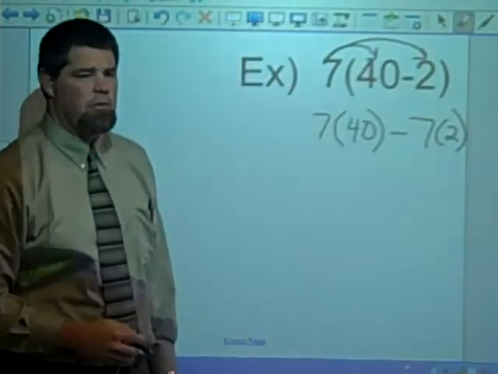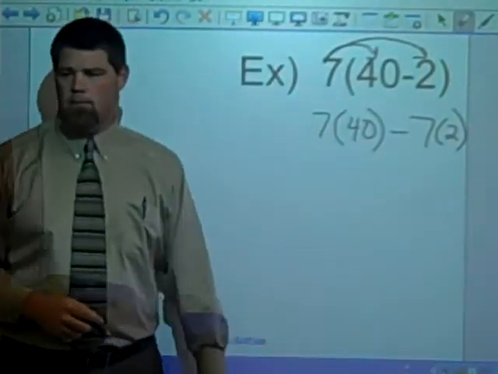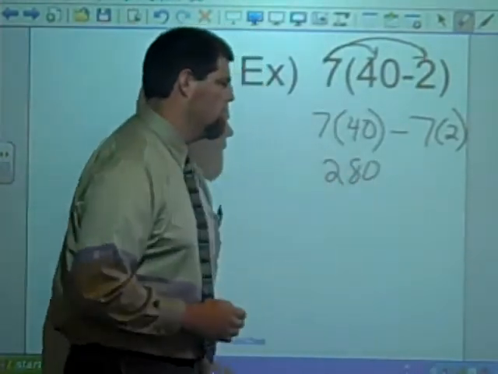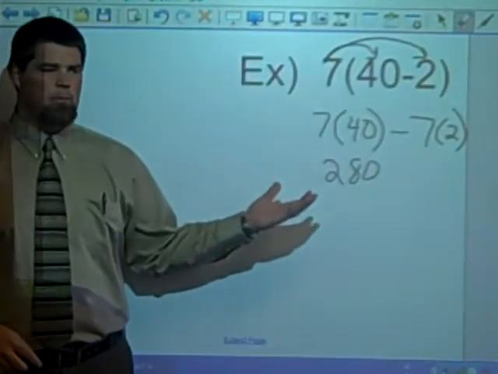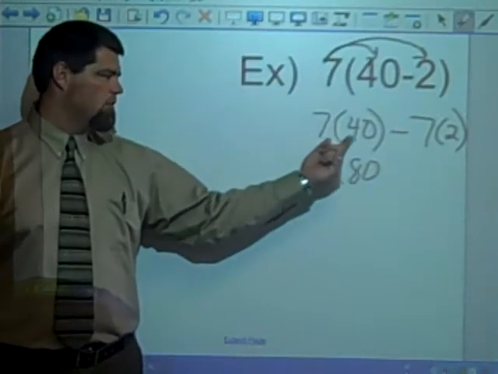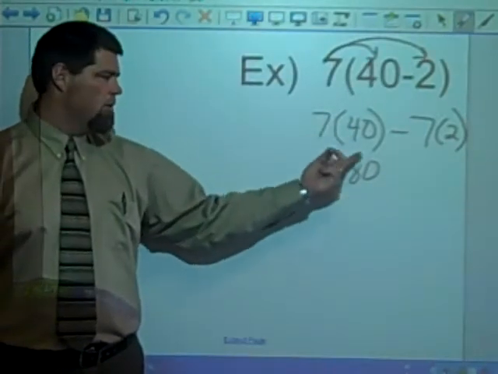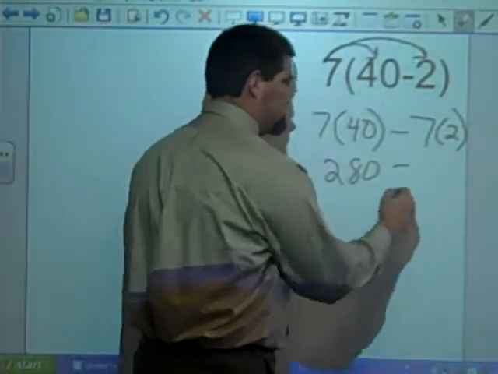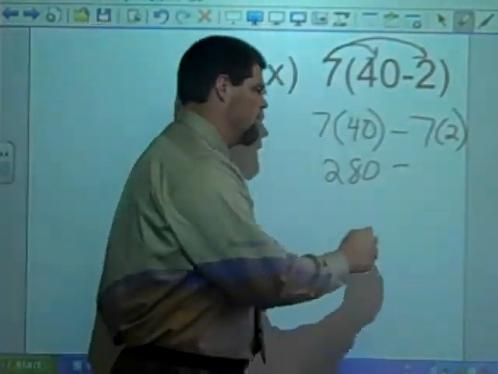Alright, and then we're going to solve the problem. What is 7 times 40? 280. Now, if we don't have a calculator, how could we do this as a shortcut? 7 times 4 is 28, and then we put our 0 on the end. That gives us 280. Good. Minus 7 times 2. 14.